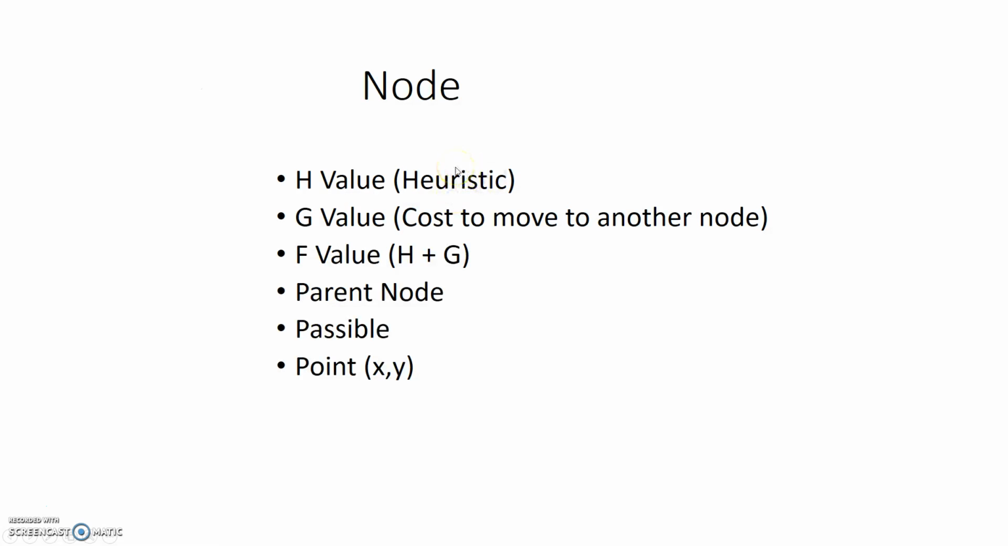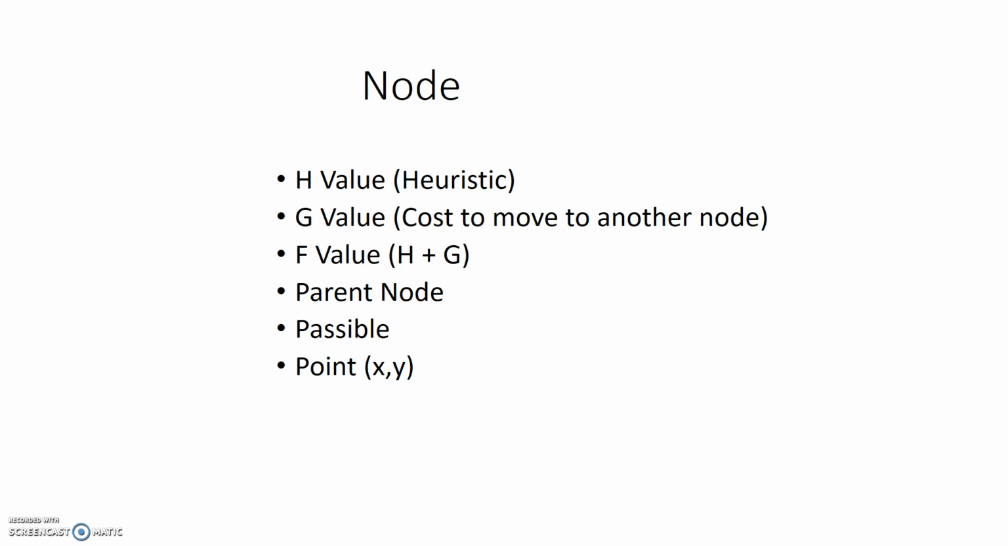Nodes all have common characteristics. They have an h-value, which is the estimated distance to the target node. It's a pathfinding algorithm, so you need to know where you want to end up. So that's the estimated cost. The g-value is the cost to move to another node. Generally, if it's a horizontal or vertical movement by 1, it is 10. And if it is a diagonal movement from one node to another, then it's 14. The f-value is just the heuristic plus the g.